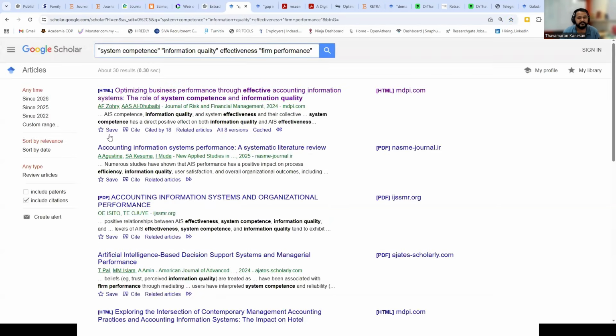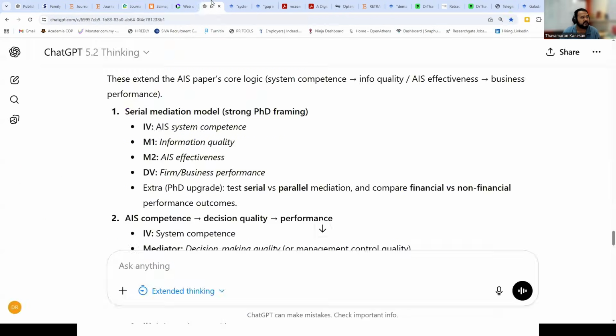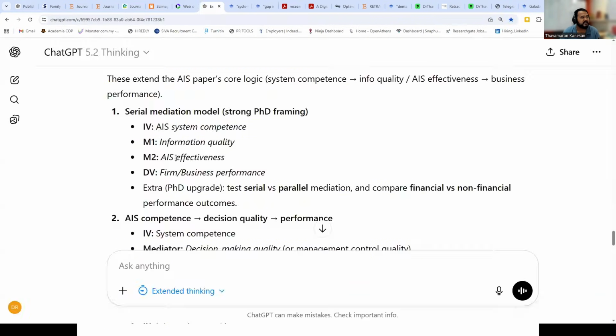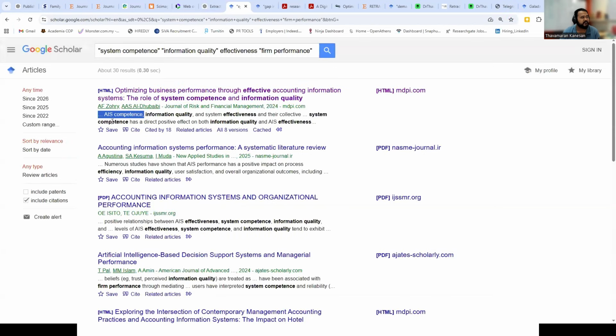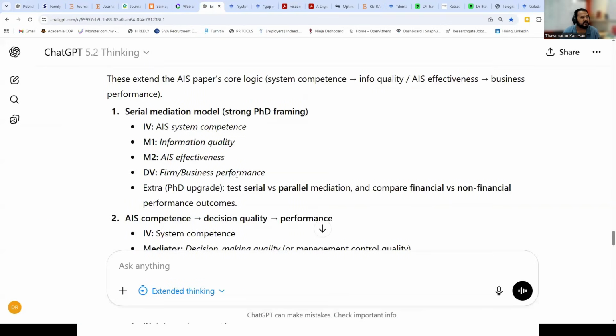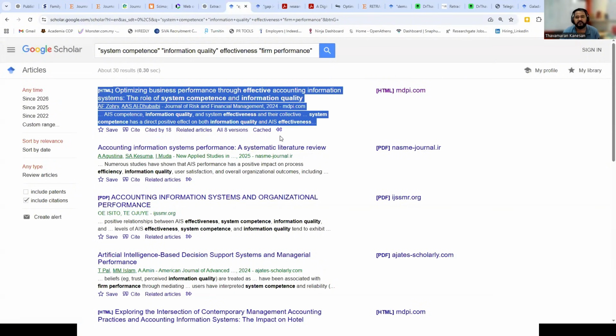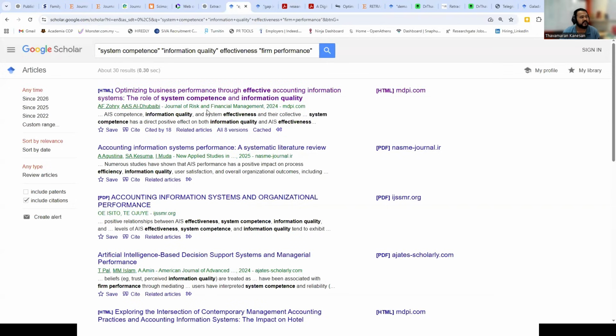Came up this paper. All right. Information quality done. AIS system competence done. AIS effectiveness done. Business performance done. All right. So do you think the idea is still novel? Already done, published in Journal of Risk and Financial Management, MDPI 2024.